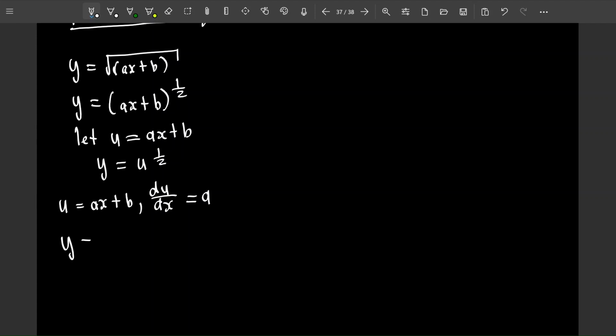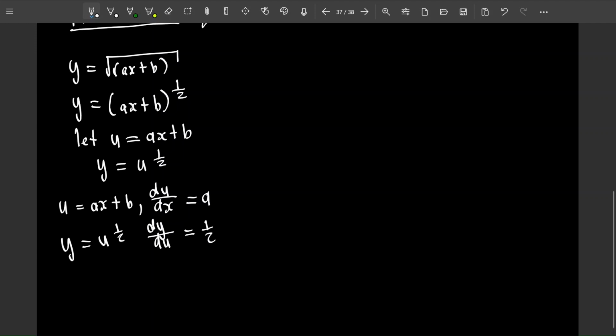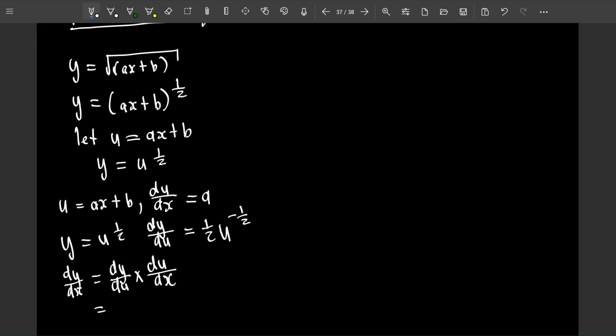Then you can now say y is equal to u to the half. That means dy du will be equal to, half comes down, the power comes down, and you reduce the power by 1. So it will be u to the power of half minus 1, you get negative half. Then you can now say dy dx is equal to dy du times du dx. Which is going to be equal to, what is my dy du? Half u to the negative half.